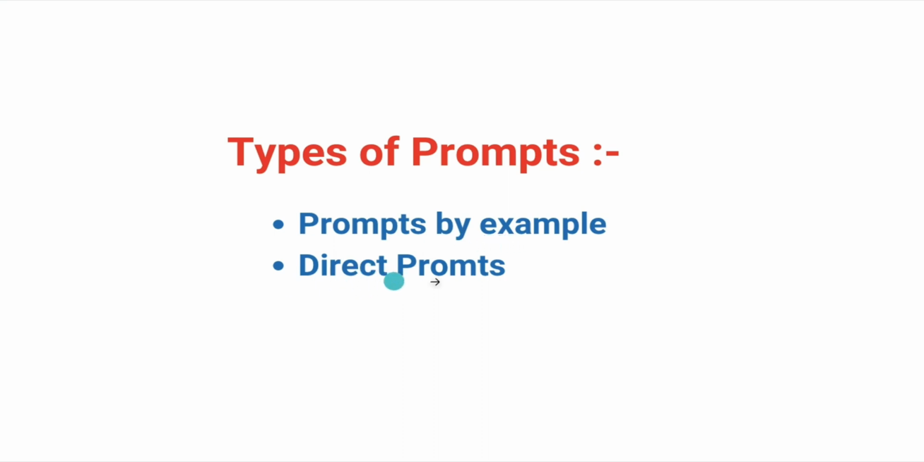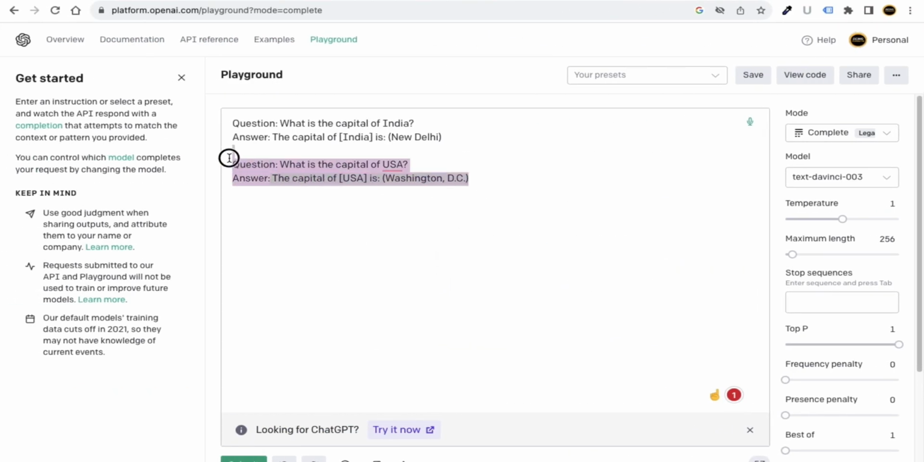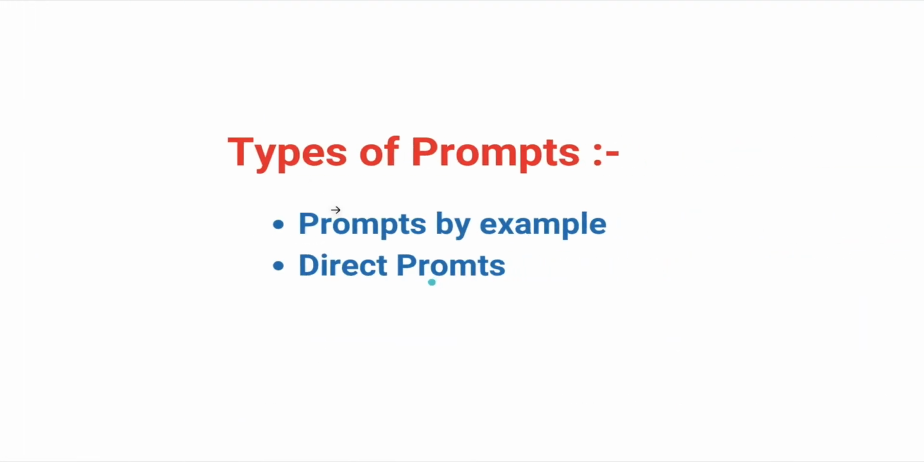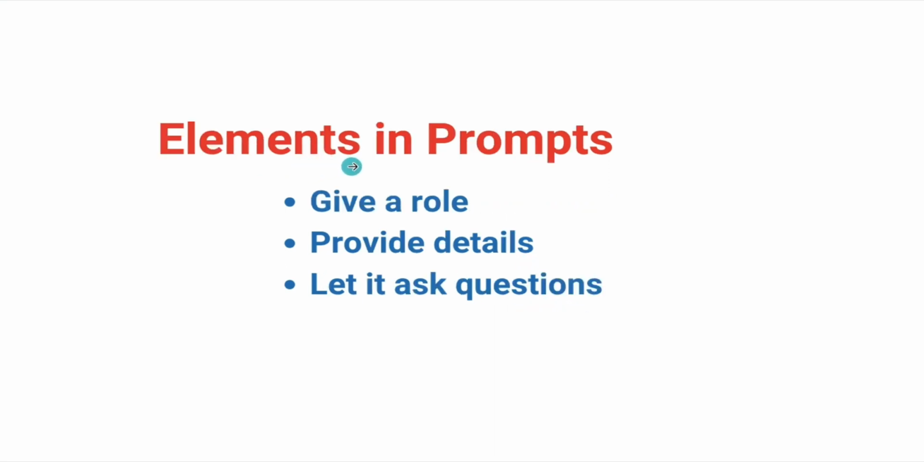Now what are direct prompts? Basically, a direct prompt is when you go directly and ask, what is the capital of India? Or, let's say, what is the capital of USA. Just ask a direct question and then it is going to respond. So this is the second type, which is the direct prompt. I hope you have understood the two types of prompts we have, that is, prompts by example and direct prompts. Now let's talk about the elements in prompts.